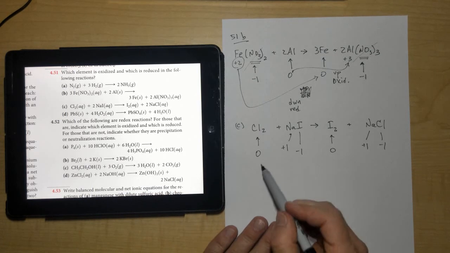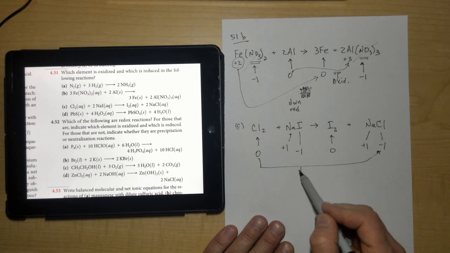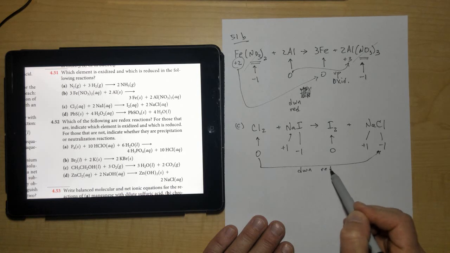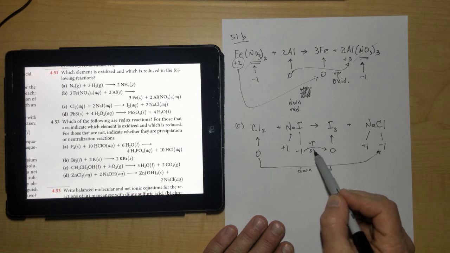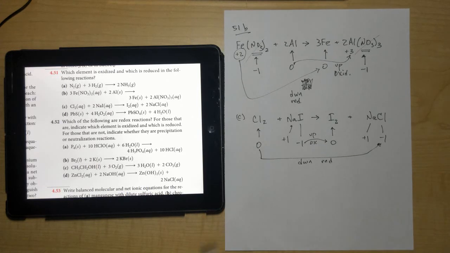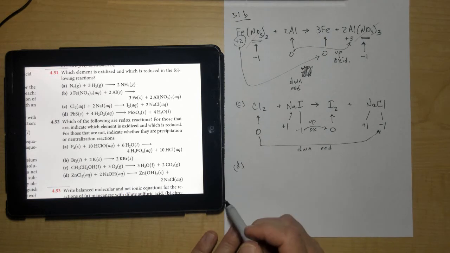And now I know the things that change. Chlorine goes from 0 to -1. That is going down in charge, so that's reduced. And iodine goes from -1 to 0. That goes up in charge, and therefore it is oxidized. Is that enough, or should we do D? Do D. Okay.